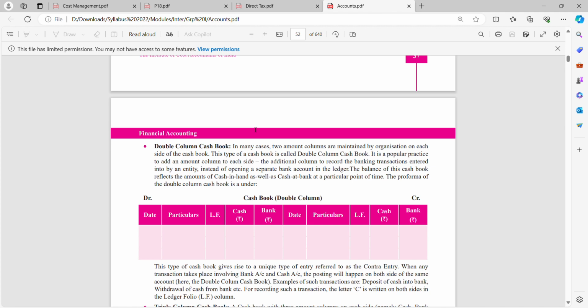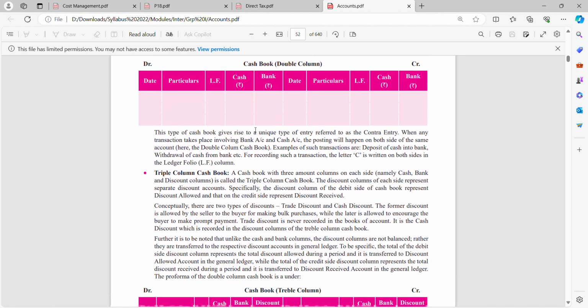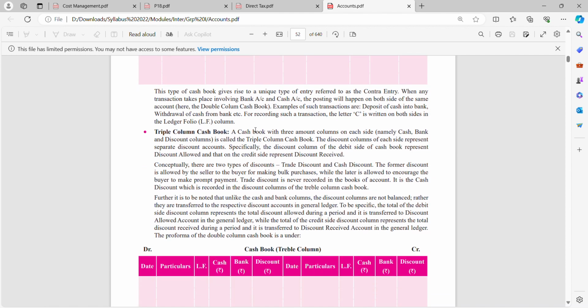So we have single column cash book where only cash column is there. Here we have double column cash book where you will have two amount columns. One will be for cash and another one will be for bank. So double column cash book has room for bank account transactions also. I'll wait a quick read, then we'll go for triple column cash book.